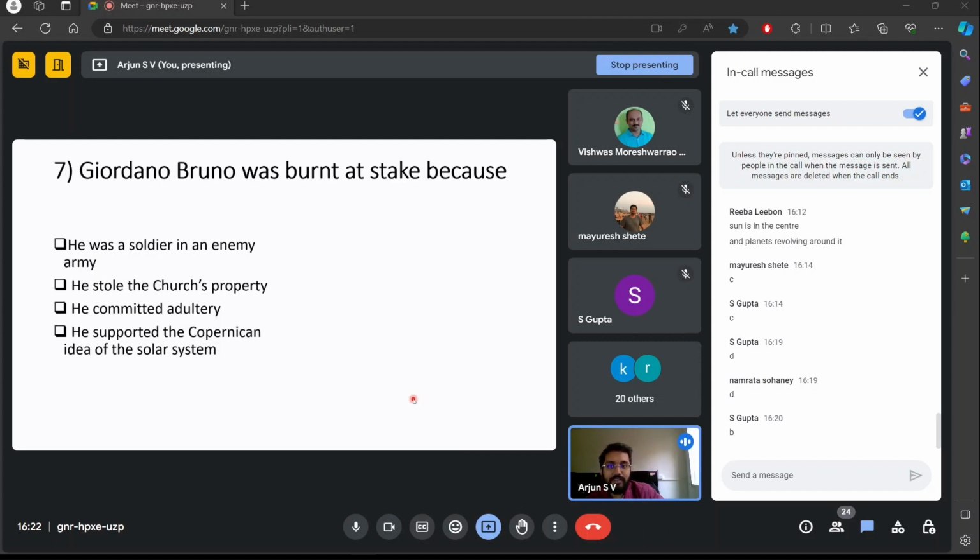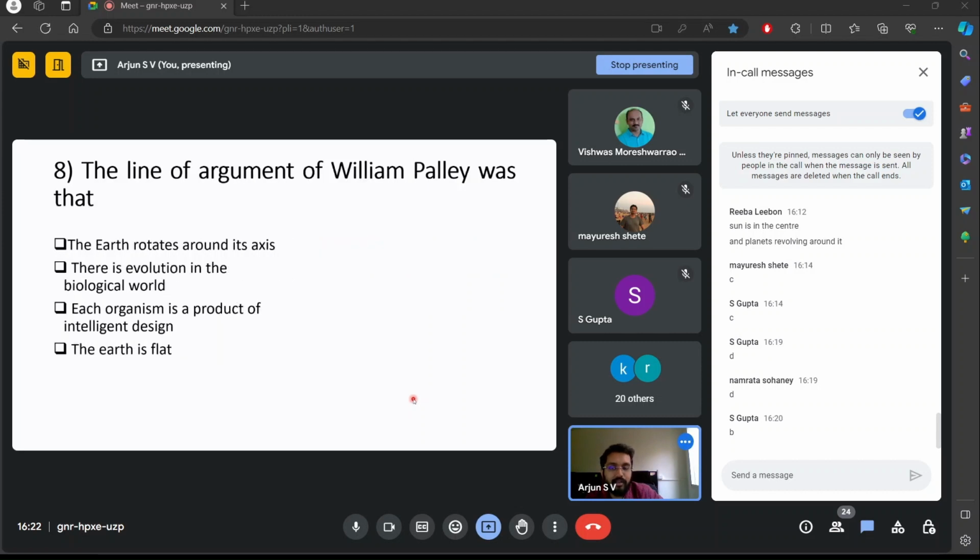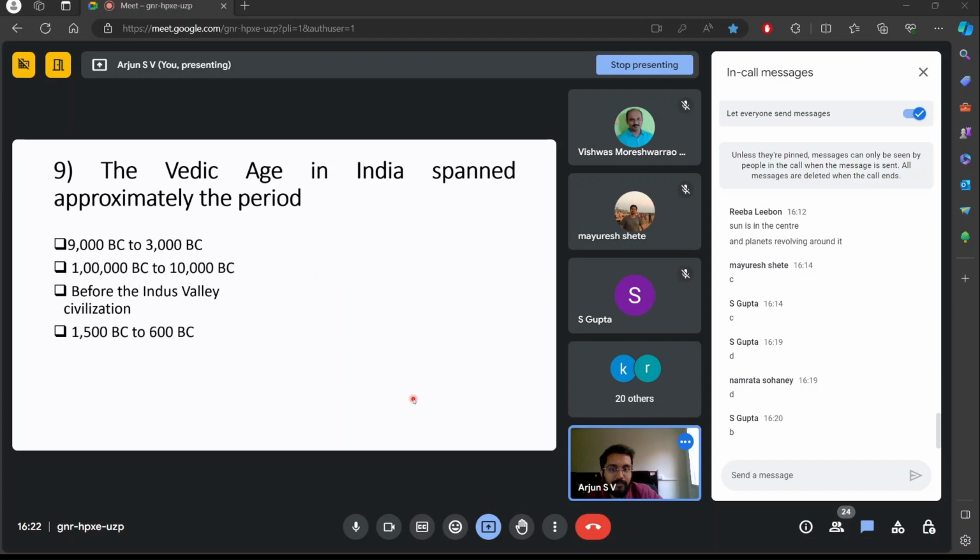So question number 7, Giordano Bruno was burnt at stake because, correct answer is option D, he supported the Copernican idea of the solar system. The eighth question, line of argument of William Paley was that each organism is a product of intelligent design.